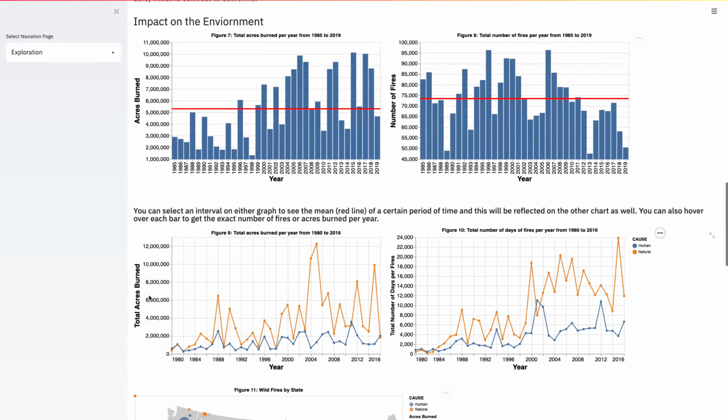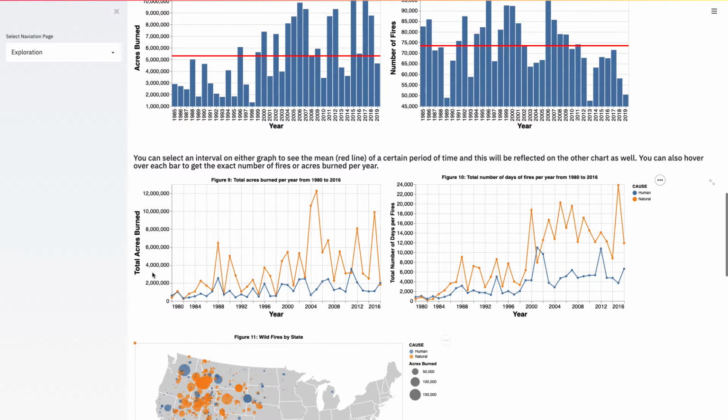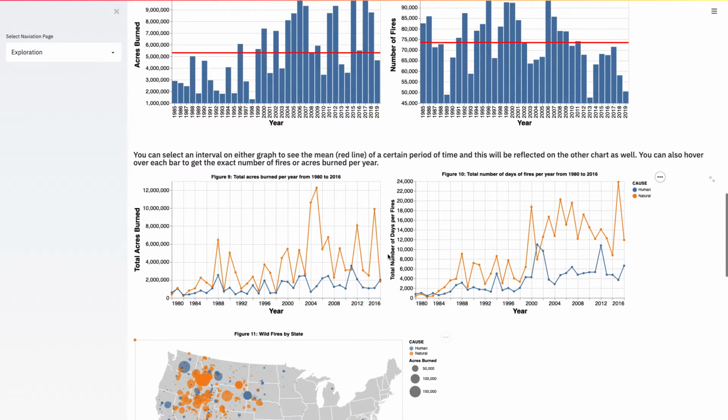Next, we have two more static charts with a tooltip that gives the exact acres burned and the exact total number of days per fire. This is a breakdown of human versus natural caused fires to give the reader a better sense of the fires and how the human versus natural caused fires differ.